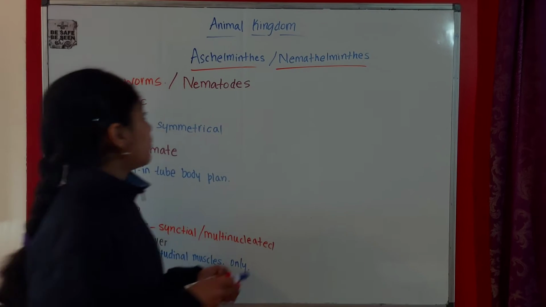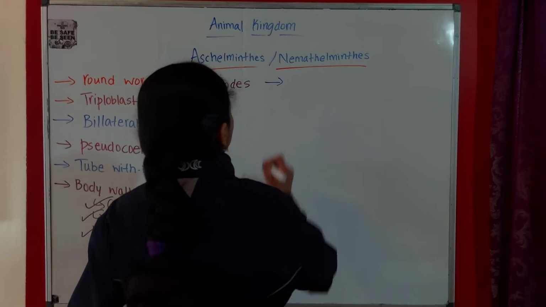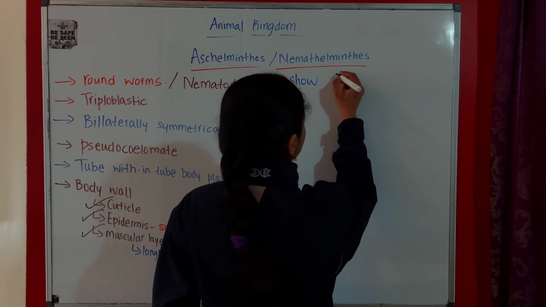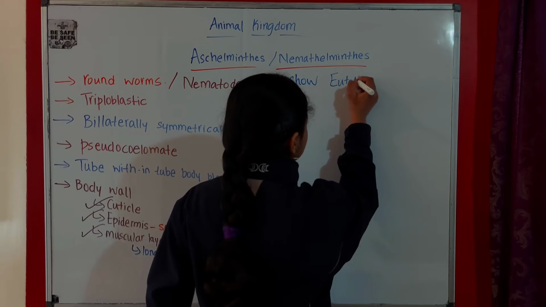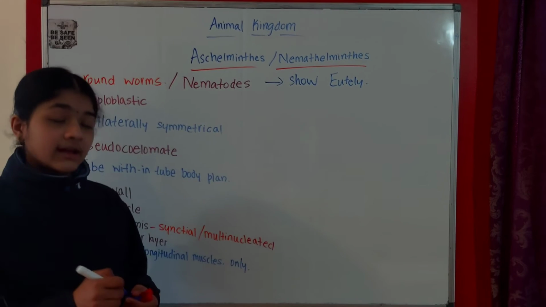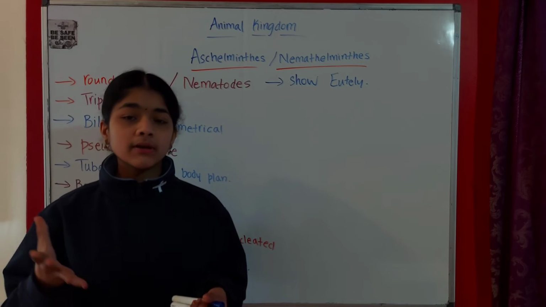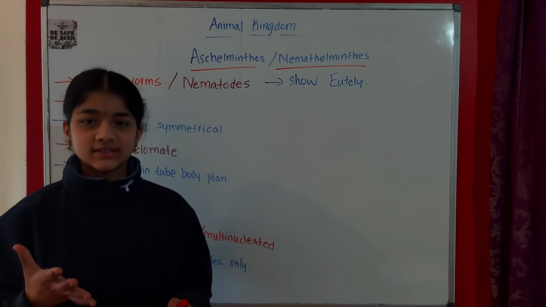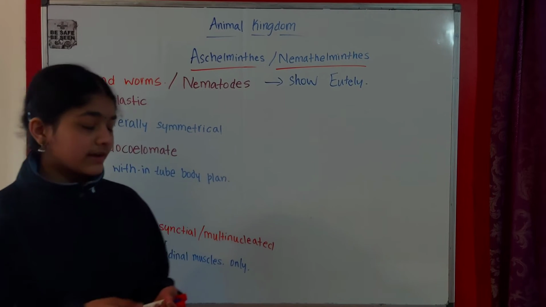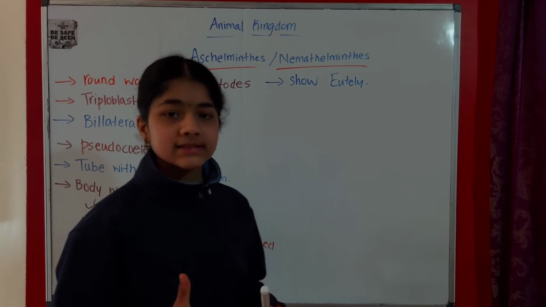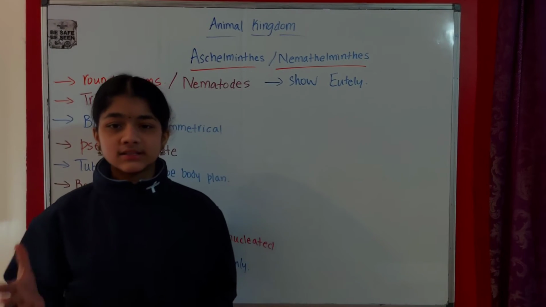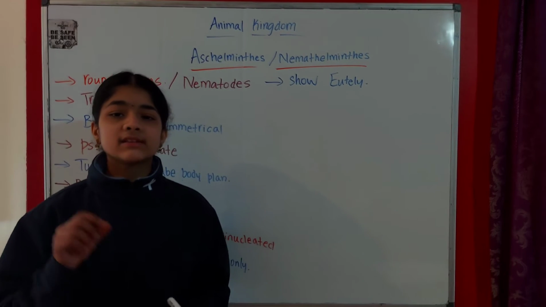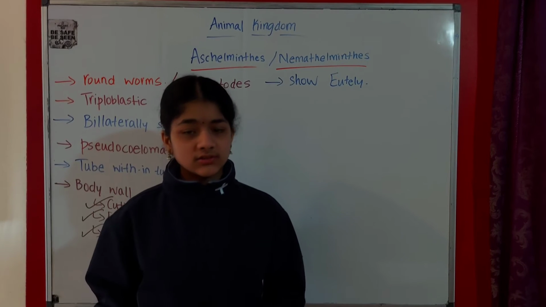Now let's talk about some more characteristics. These nematodes show a property which is called eutely. This is a very important characteristic of Aschelminthes. What is eutely? Eutely is basically the constancy of the cells in the organ systems. So to understand this better, let's take an example. For example, there are 10 cells in the digestive system. This is not true, but we are just taking an example for our understanding.